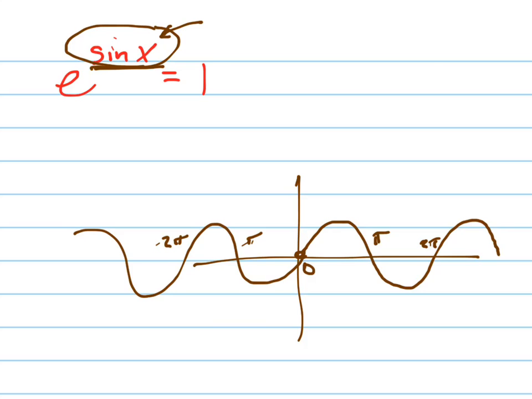Because it didn't tell me to solve that with, a lot of times it'll say something like solve it for x in the interval from 0 to 2 pi. Something like that. But it didn't say that. That means I have to include all solutions. So first of all, how do we do this? Let's rewrite this. Let's just take the natural log of both sides.